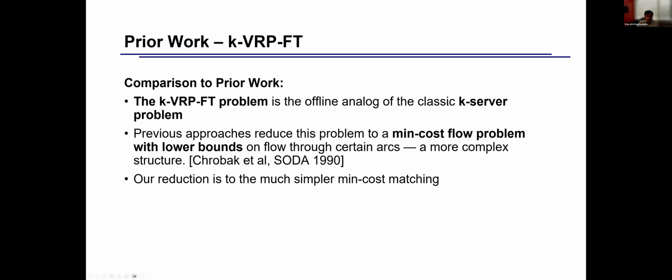I'm not sure how many of you are familiar with the online algorithms community, but this fixed time vehicle routing problem can be seen as basically the offline analog of the classical k-server problem. The k-server problem is central to online algorithms. It's an online problem: you have requests coming in one at a time, and you have to decide which server is going to serve each request without knowledge of future requests.